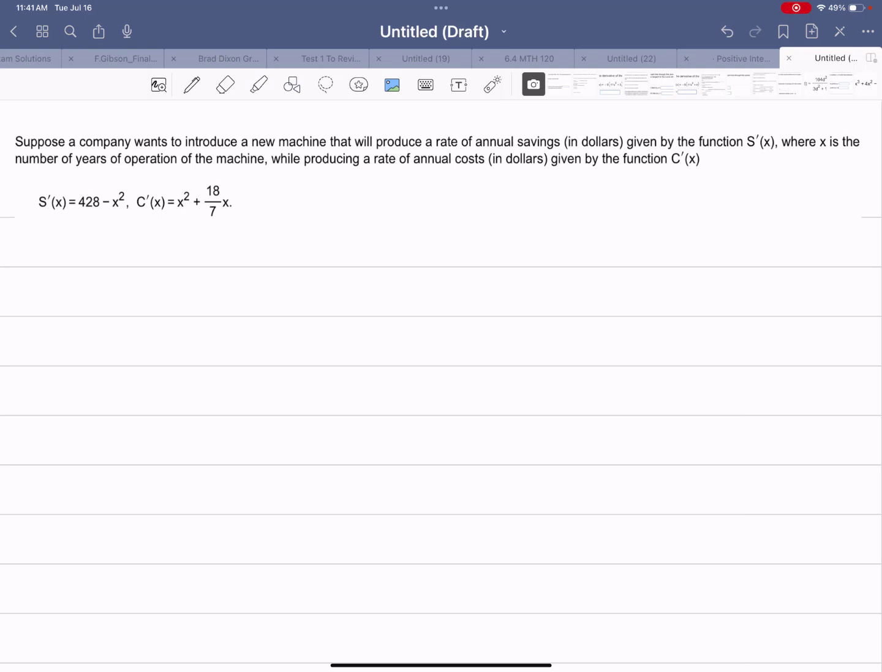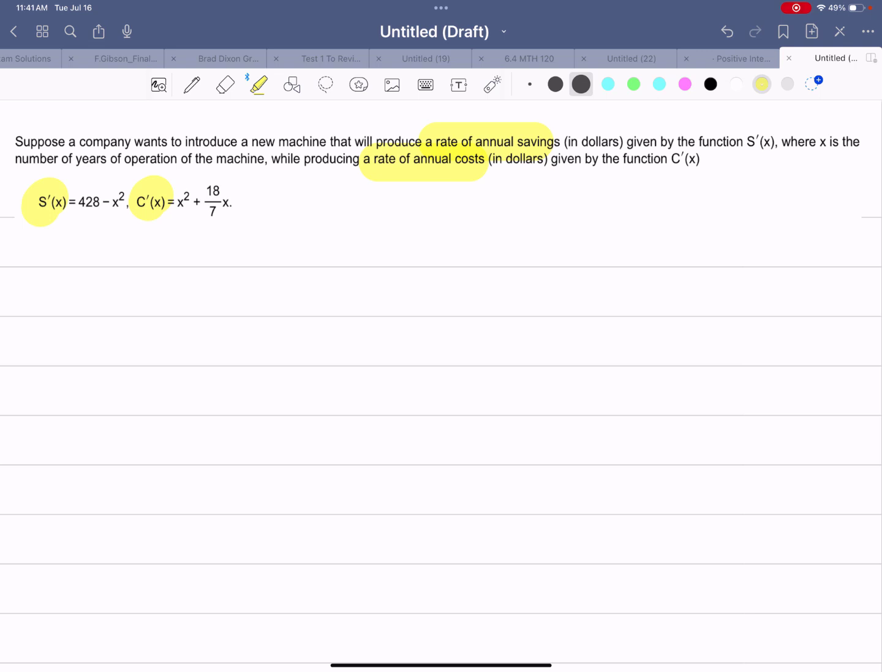Suppose a company wants to introduce a new machine that will produce a rate of annual savings in dollars given by the function s prime of x, where x is the number of years of operations of the machine, while producing a rate of annual cost in dollars given by the function c prime of x. So what we have here are already rates of change. So look, this is the rate of savings, and this is the rate of cost.